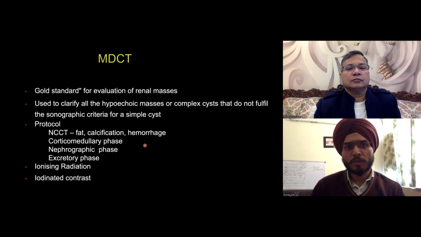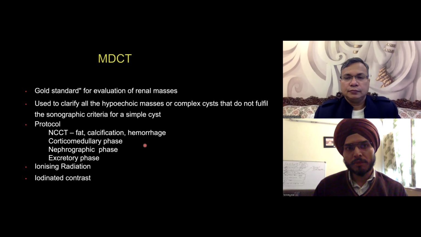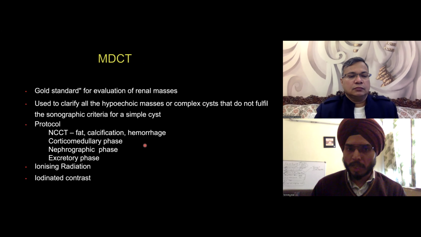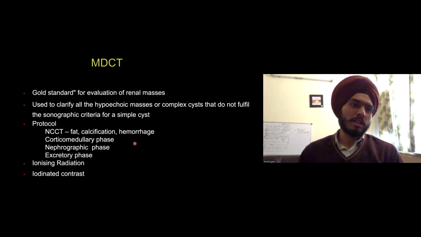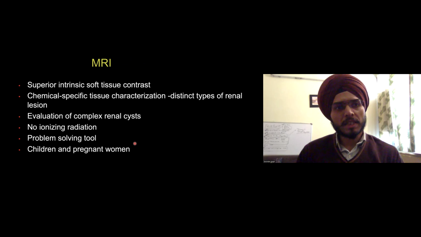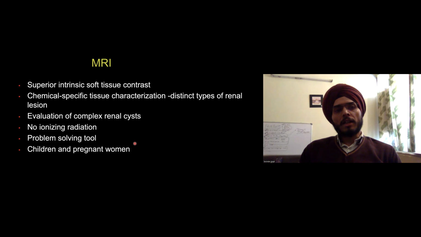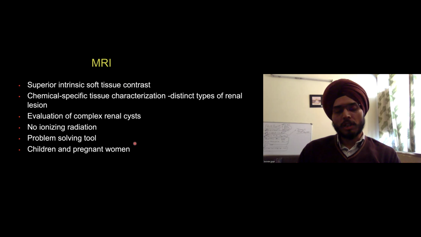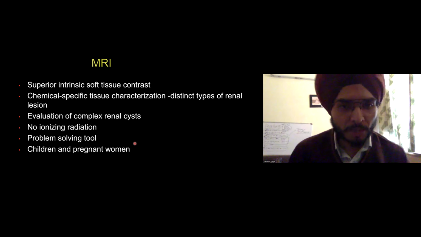CT is the gold standard for evaluation of renal masses, and it is used to clarify all the hypoechoic masses or complex masses that do not fulfill the sonographic criteria for a simple cyst. The protocol we have already discussed. The limitations are that it gives radiation exposure to the patient, and iodinated contrast is required for the CT evaluation. MRI has superior intrinsic soft tissue contrast, and we can characterize the lesion and its chemical components, such as microscopic fat, with the help of chemical shift imaging. It is good for the evaluation of complex renal cysts, it does not involve radiation, it is a problem-solving tool in some patients, and it is very good for children and pregnant patients.